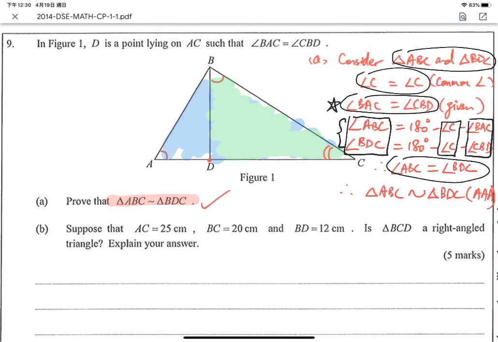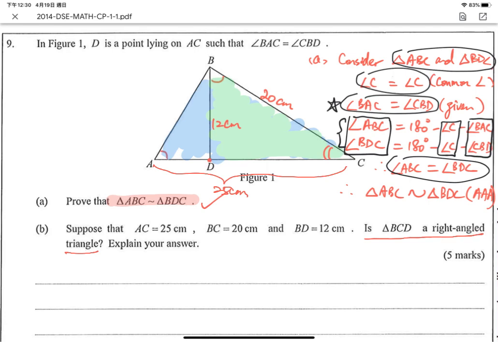Now for part B, AC equals 25 centimeter, BC equals 20 centimeter, BD equals 12 centimeter. AC is here, AC equals 25 centimeter. You are asked to prove that triangle BCD is a right angle triangle. So how to prove BCD is a right angle triangle? We need to use the converse of Pythagoras theorem.